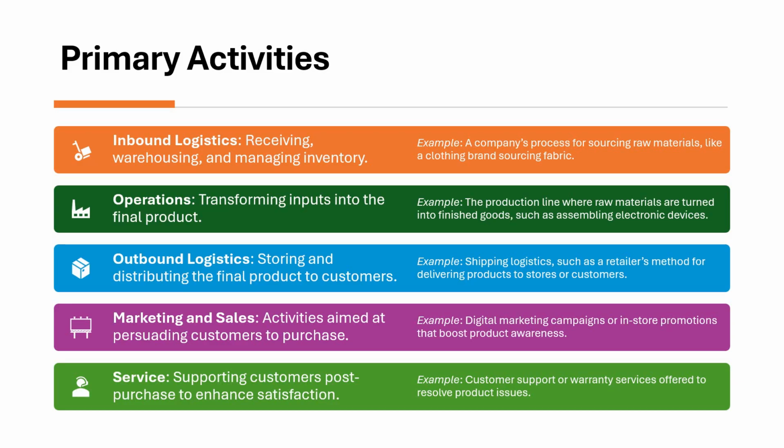And finally, service. You need to support the customer post-purchase. That will enhance the satisfaction and ensure that you retain the customers, and also the customers give very good feedback to enhance word of mouth reach as well. Example could be the customer support or the warranty services offered to resolve any product challenges or issues which we are getting. So all these come under primary activities.